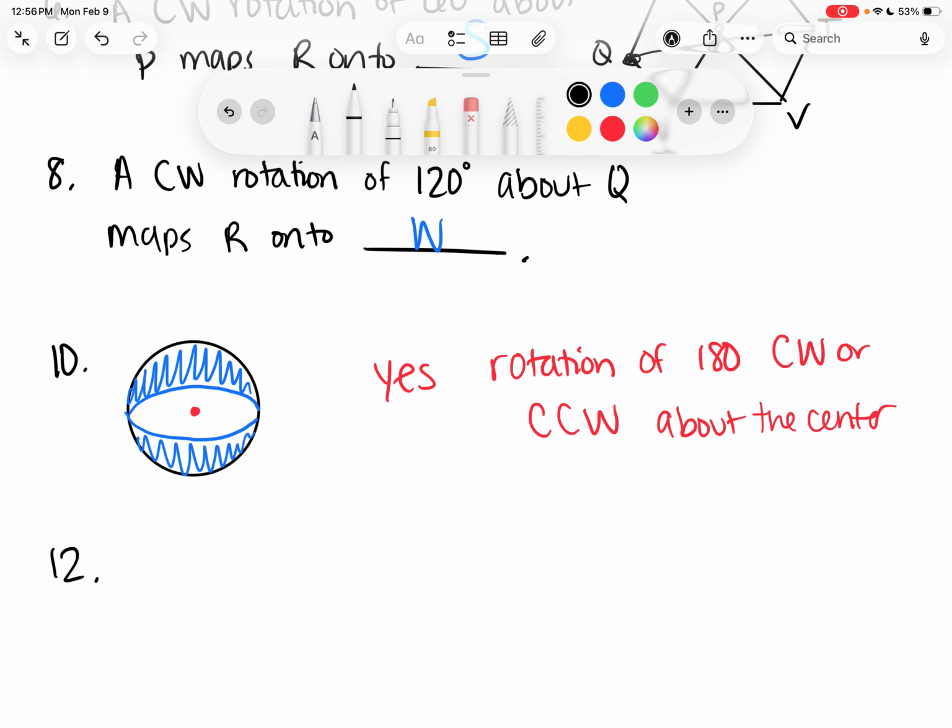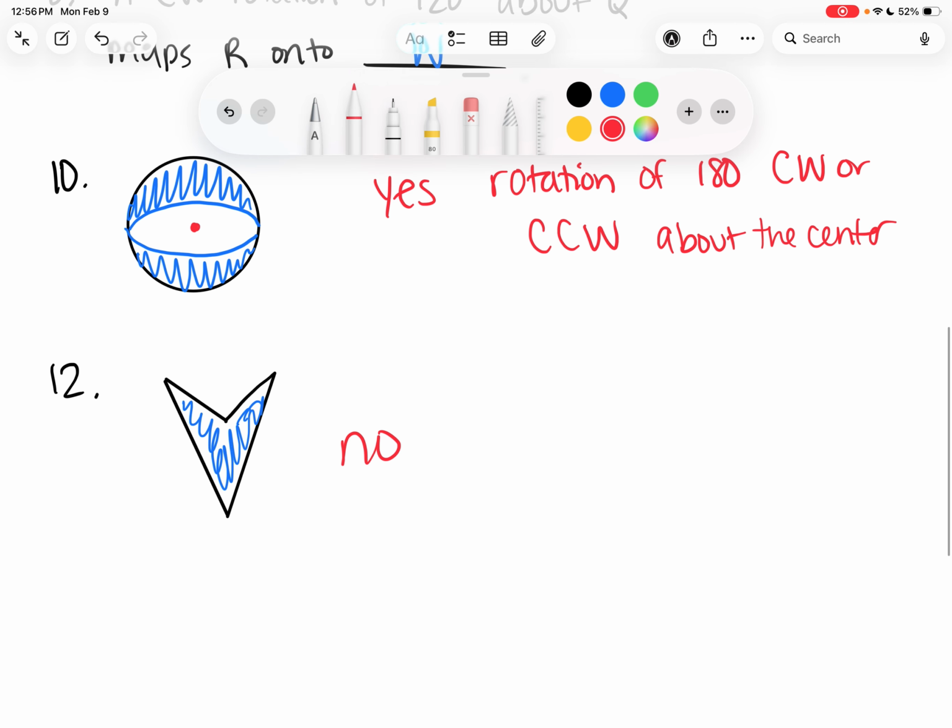12. Does this have rotational symmetry? Nope. There's no way I can rotate that and it give me the same thing, like, around itself.